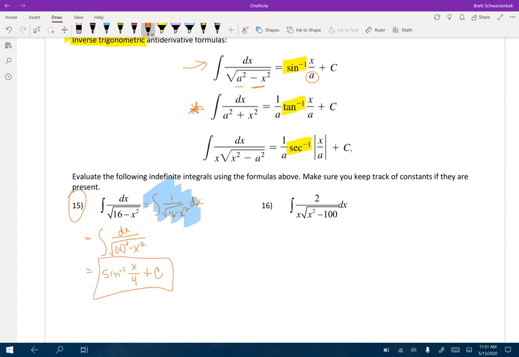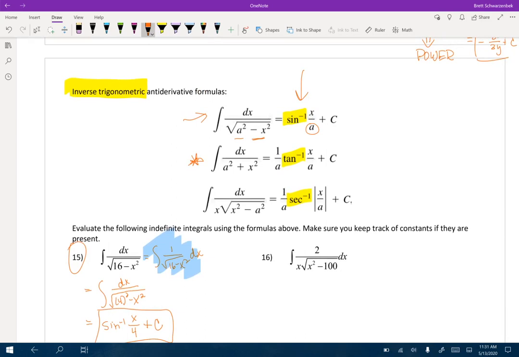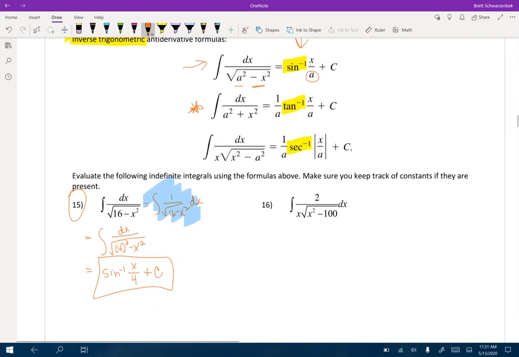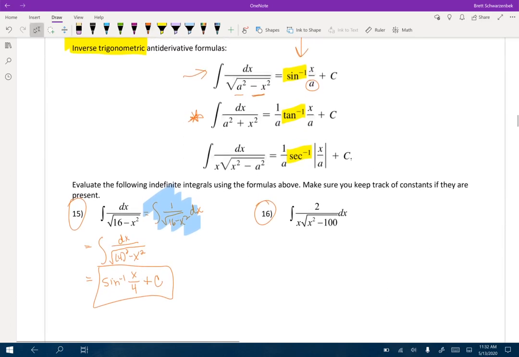It's just about locating, first of all, which one of these it's going to be, sine, tangent, or secant. Once you know that, then it's about identifying what A is going to be. So these are the easier inverse trig problems. I'll get to the other ones in a second. So what about 16? If you look at this one, again, this is a radical one. Note that only sine and secant inverse have radicals. But this one has a single x on the outside, which means this has to be our secant inverse problem.